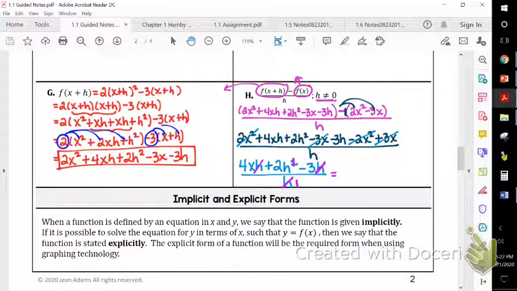So we're left with 4x plus 2h, there was an h left, minus 3 all over 1. But do we have to put a 1 on the bottom of a fraction? We don't, because anything over 1 is just itself. And so there is our solution.